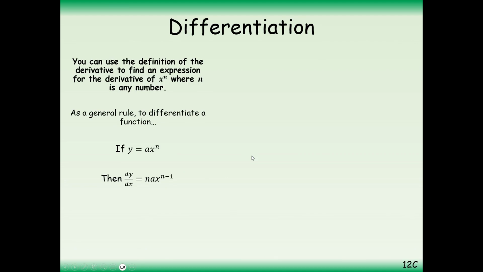This is called the power rule in differentiation. The power rule is that when your y or f of x is a times x to the power n, where a is a constant that almost doesn't matter, that a remains as it is. You don't change that constant there. You just bring the power down. So let's omit a for now and write it in simpler terms.